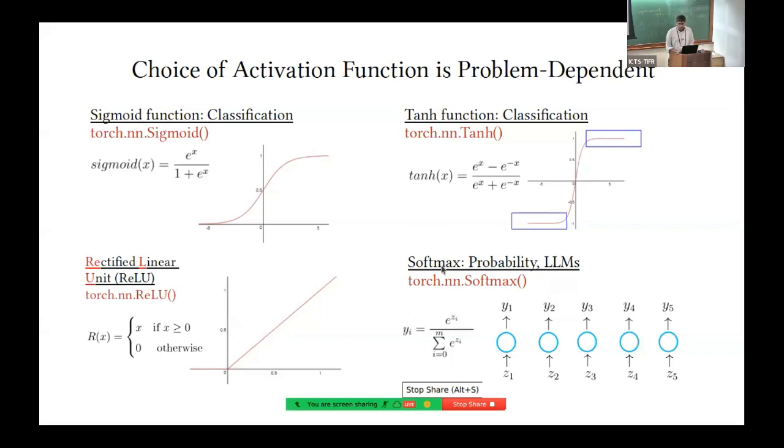Similarly, the softmax activation function is mostly used when you're dealing with probabilities, large language models, and so on. What it essentially does is take a set of numbers of any size and convert them to between 0 and 1. Essentially, it's converting them into a set of probabilities. You pass Z1, Z2, up to Z5 as the argument, and it returns y1 and so on till y5, and the sum of the yi's is equal to 1, which is what you would want from your probability density function.